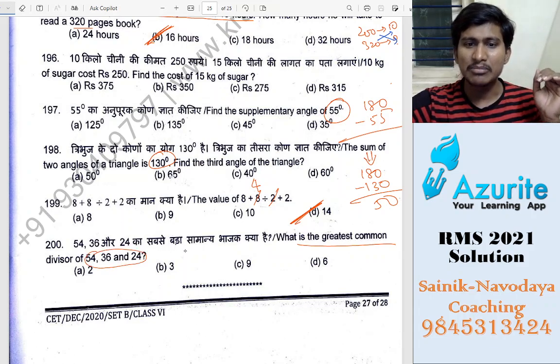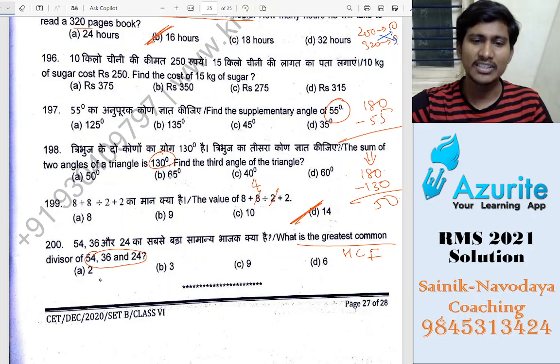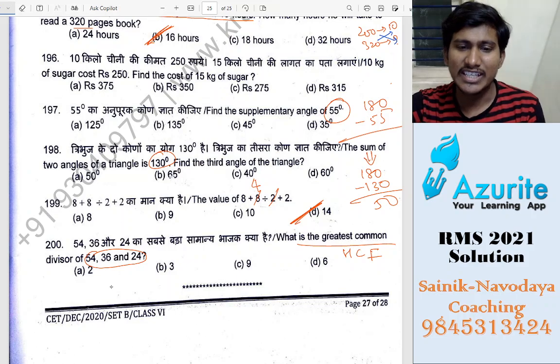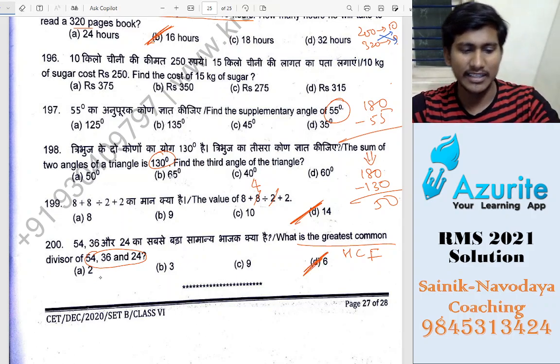Okay, now what is the greatest common divisor? Greatest common divisor means we have to find HCF. Highest common factor, HCF. Greatest divisor means factor. So divisor and factor both are same. HCF will be how much? That is 197, option A. Nearly around 6 will come. 9 will also come. Not 9, 6 will come. HCF will be 6. Find it. That is the answer for 200.